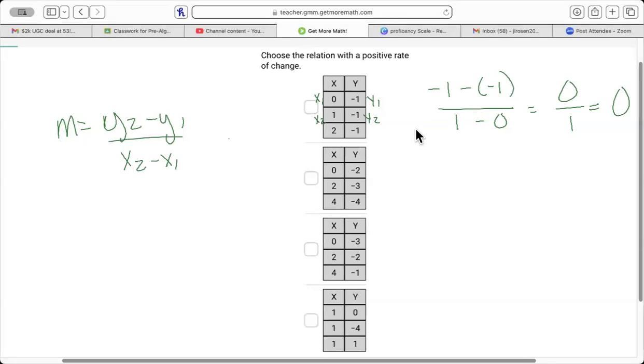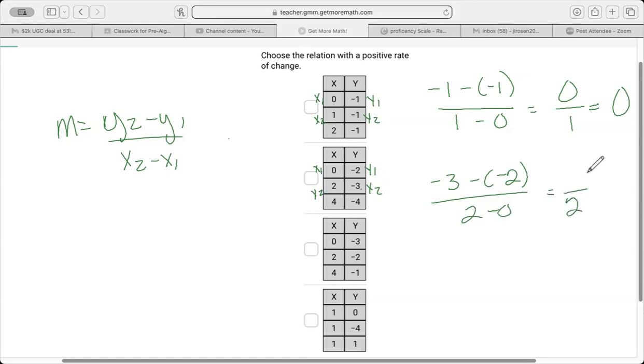All right. Then we have here, this one here is y2 minus y1. So it's going to be x1, y1, x2, y2. And we're going to have -3 minus -2 over 2 minus 0. Well, 2 minus 0 is 2.